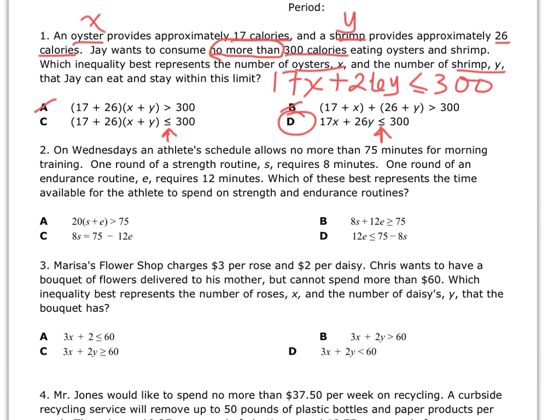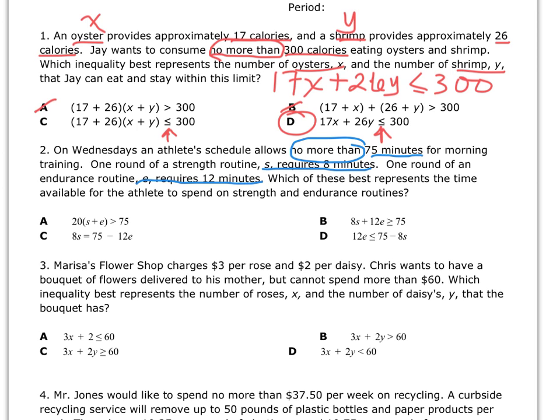So, number 2 says, on Wednesdays, an athlete's schedule allows no more than 75 minutes for morning training. One round of strength training routine, S, requires 8 minutes. And one round of an endurance routine, E, requires 12 minutes. So I want to know which of these equations best represents the time available for the athlete to spend on strength and endurance routines.